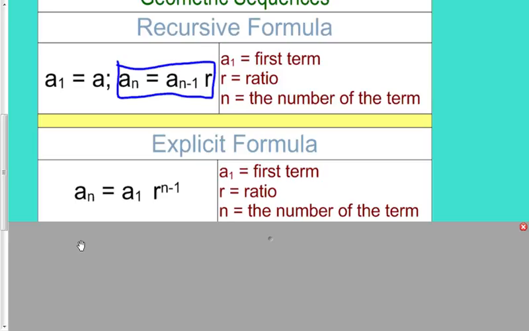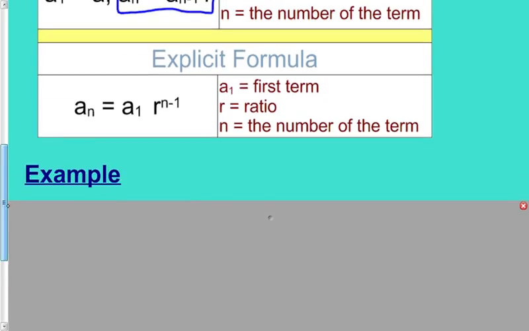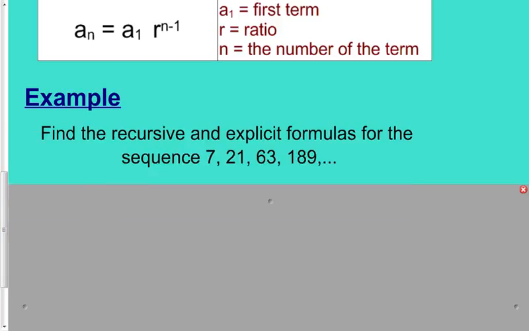Now, the explicit formula is a sub 1, which would be the first term, times the ratio raised to the n minus 1 power. Okay? So let's just do an example here. Write the recursive and explicit formulas for this.